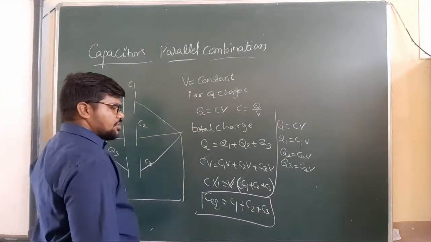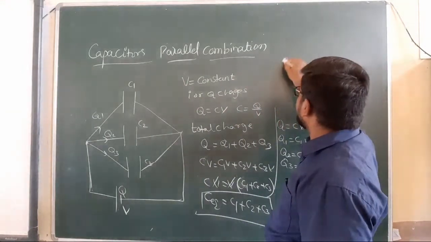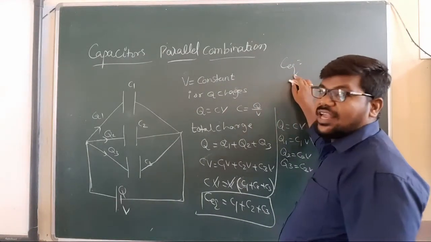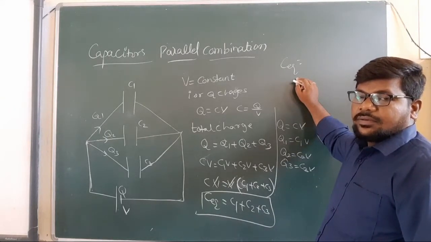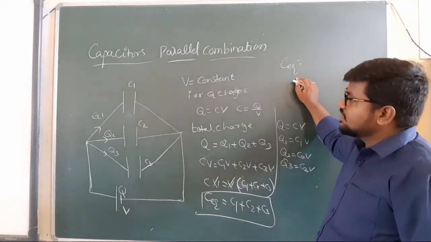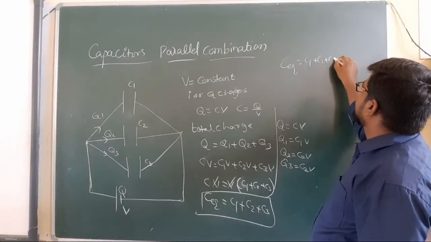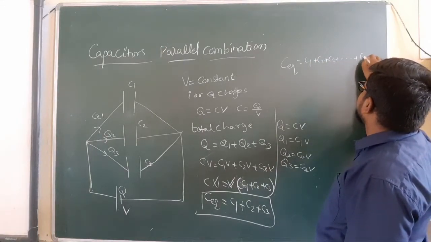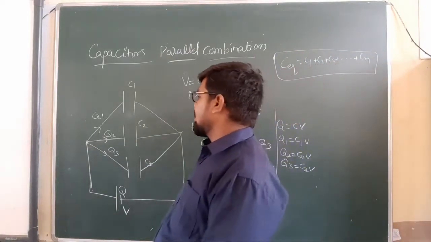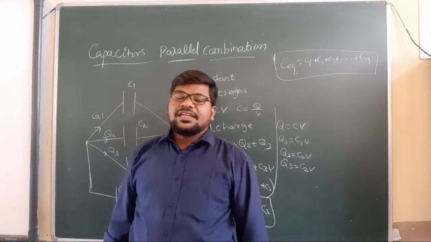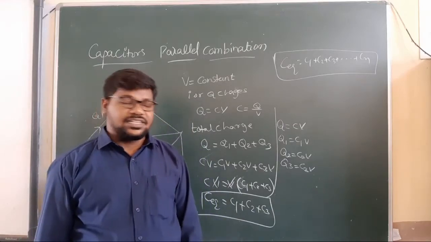Clear, my children? So if we have to take n number of capacitors, C equivalent means the effective or equivalent capacitance, arranged in parallel. Okay, C equivalent is C1 plus C2 plus C3 and so on plus Cn. This is for a number of capacitors which are arranged in parallel. Clear, my children? So I will give some clarity for you, my children.